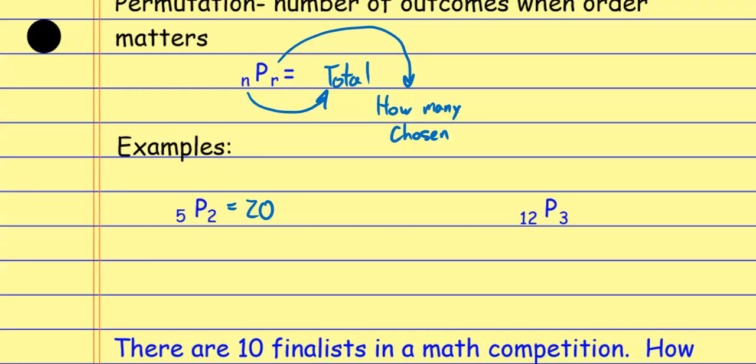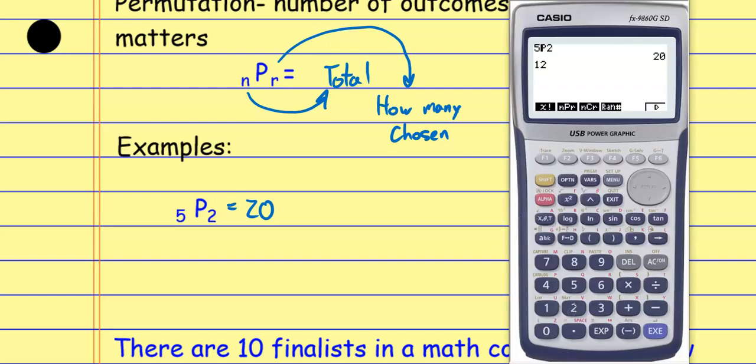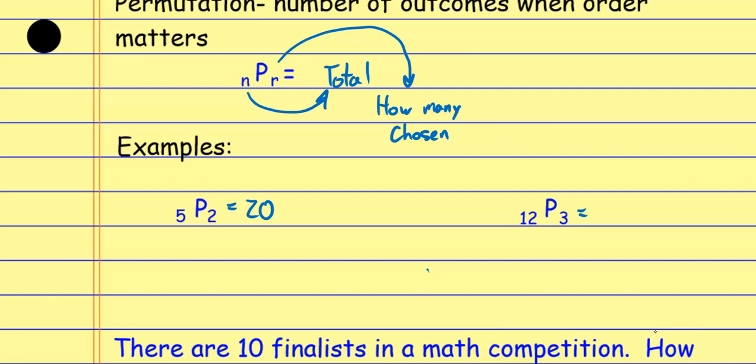Okay? If I look at the next one, again, I've got 12 permutation 3, so I'm going to hit the 12, and then the permutation button, and then the 3. Again, it's in that PRB menu, and that gives me 1,320. Okay, which means if I have 12 different things to choose from, 12 different total things, and I pick any 3 at a time, I could keep picking 3 and rearranging them, and I could come up with 1,320 different ways that I could arrange the things, okay?